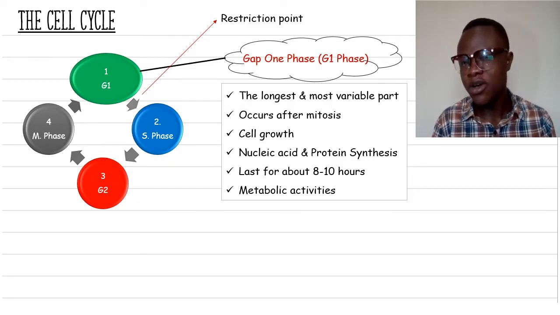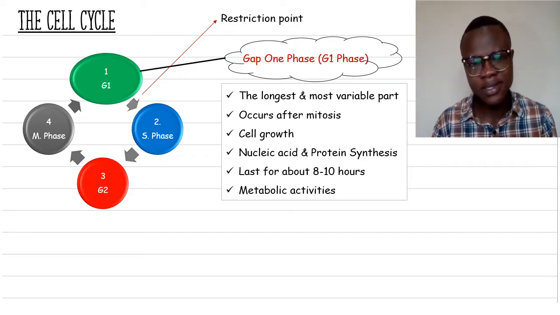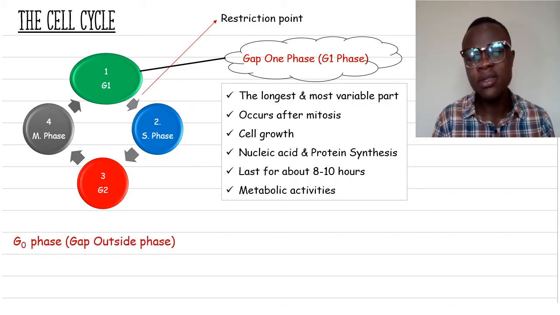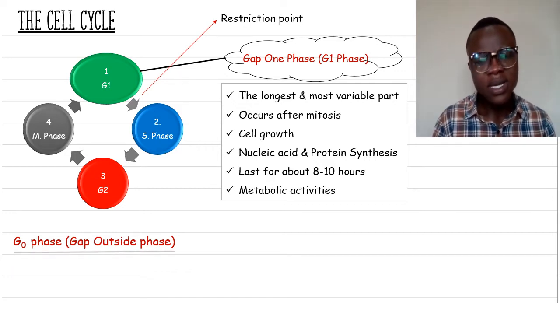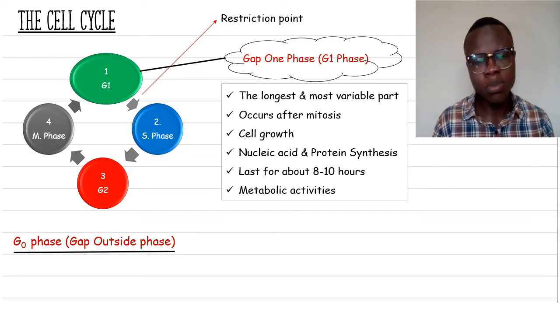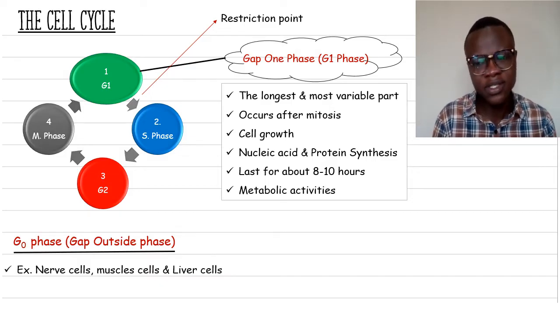If the cell fails to reach this restriction point, meaning all of these activities do not go on, like cell growth and the nucleic acid synthesis, the cell will enter into what we call a G0 phase or a gap outside phase. What is this phase all about? At this phase, the cell is usually dormant, right? An example of cells that are found in this phase, you have the nerve cells, the muscle cells, and the liver cells.